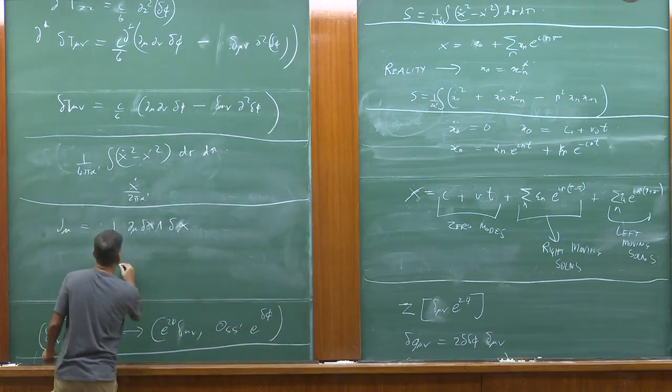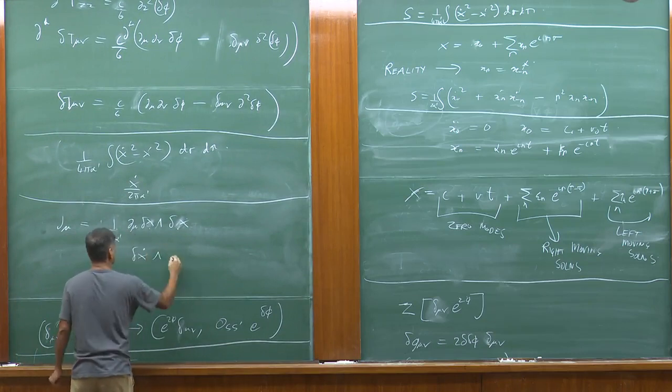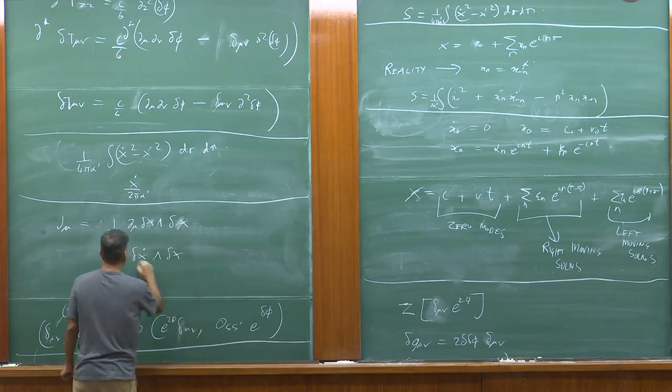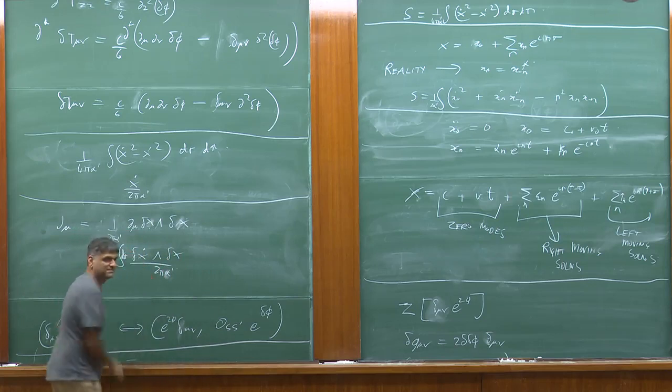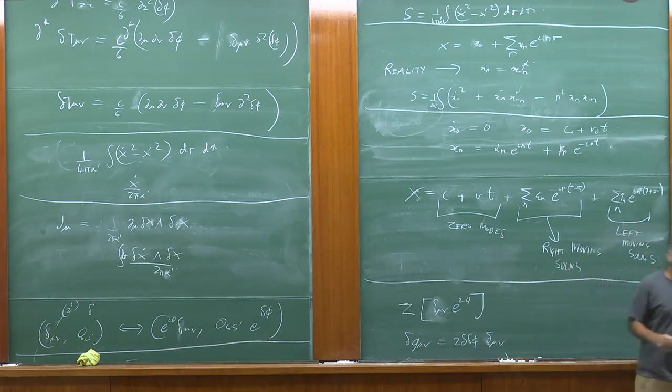So the symplectic form is delta x dot wedge delta x divided by 2 pi alpha prime, integrated d sigma. And this, we can now put our classical solution into this expression and thereby find the symplectic form for all the coefficients parametrizing our classical solution. Okay? Let's do that.